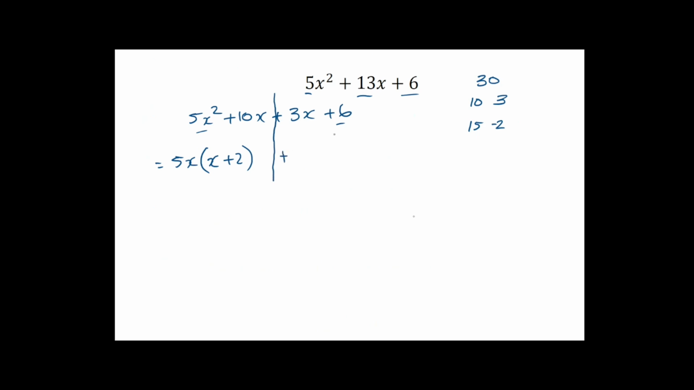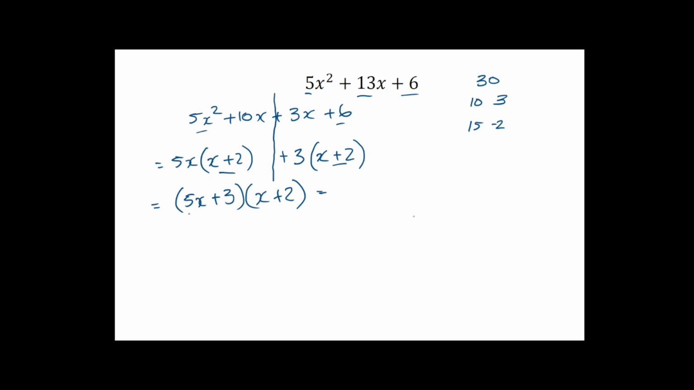Okay, do these things have anything in common? Well, the answer is yeah, they have a 3 in common. 3 times what gives us 3x? Well, it's going to be x. 3 times what gives us 6? It's plus 2. These are the same. They now have a common term. So I'm effectively going to factor out a factor. So I'm going to sort of double factorize it. So outside the brackets, 5x plus 3. Inside the brackets is x plus 2.